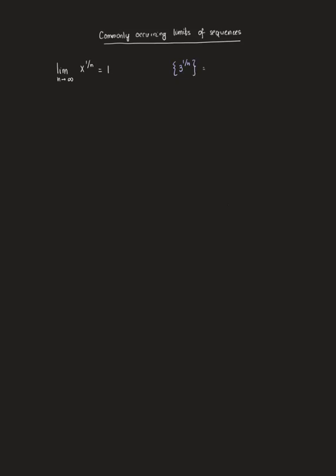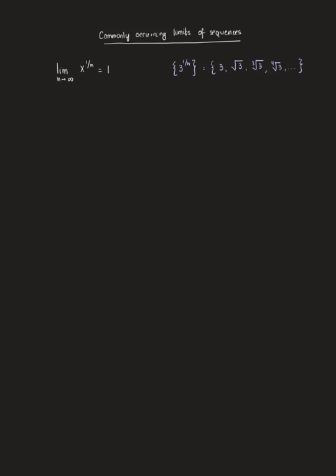So the terms of this sequence would be, when n is 1, just 3 to the first power. When n is 2, that's the square root of 3. When n is 3, that's the cube root of 3. When n is 4, that's the fourth root of 3, and so on. And of course, x could be any value. It could be 1/2 to the 1 over n, or 1/5 to the 1 over n. And for any x value, as long as x is positive, this sequence will converge to 1.